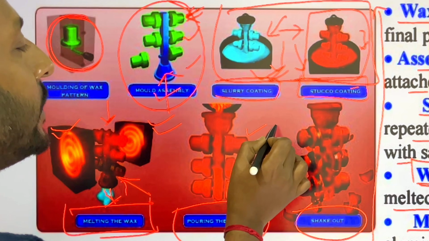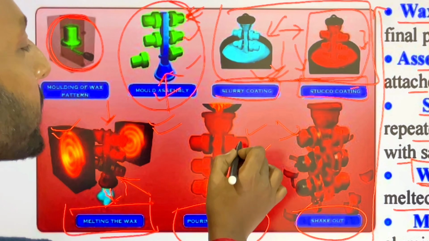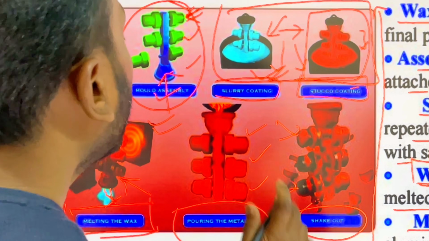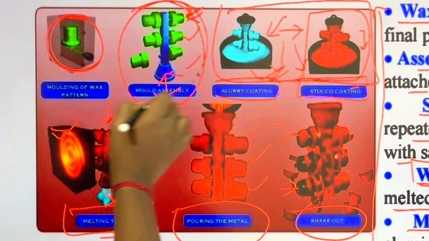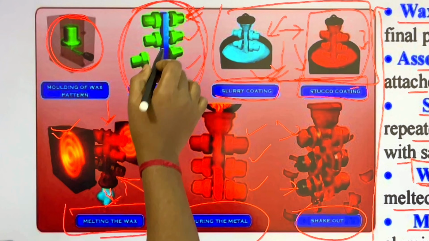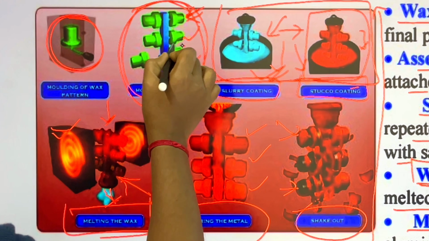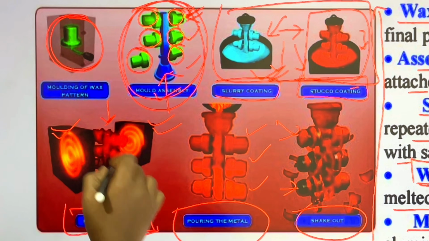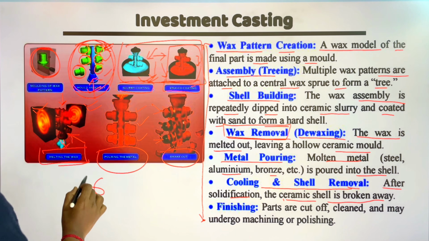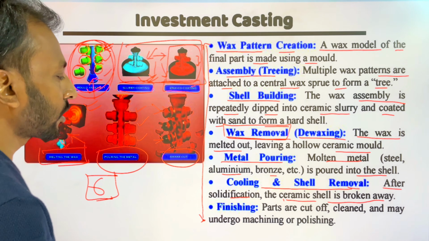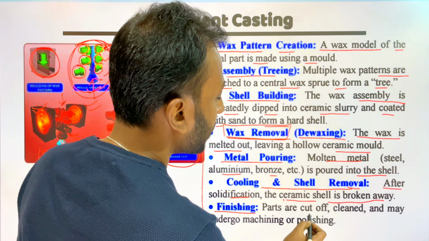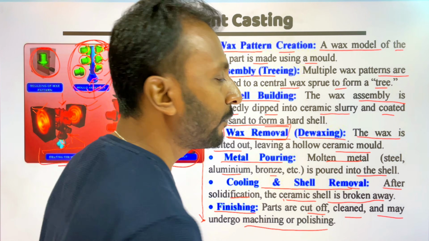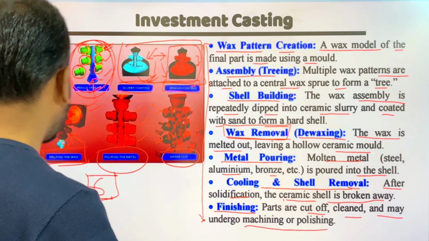So here we break the coating. So we get the metallic product. So we finally get this type of tree made of metal. So we gently cut the product from the metallic tree. So here we are getting 6 products from this. Last step is finishing. Parts are cut off, cleaned, and may undergo machining or polishing if required. So these are the steps.